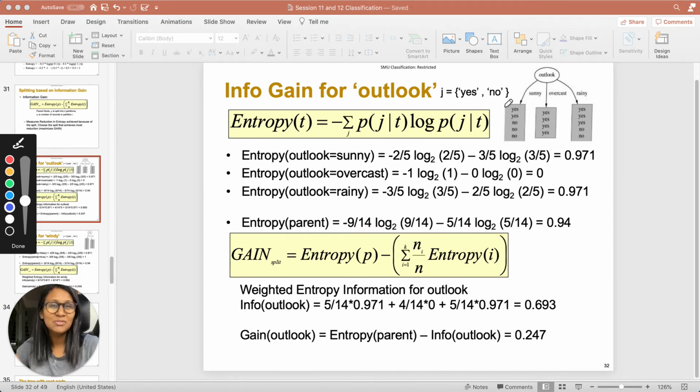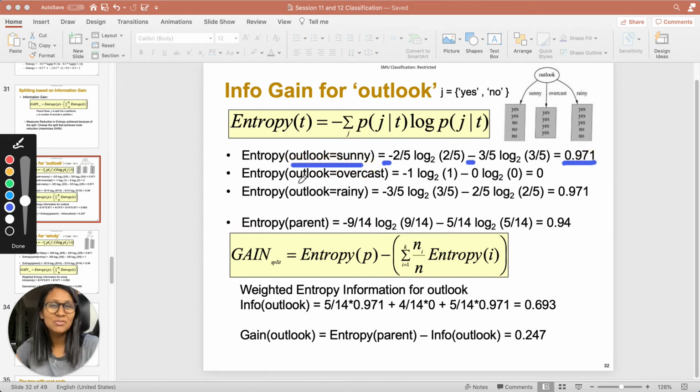Now you see that yes is basically 2 observations out of 5 and no is equal to 3 observations out of 5. So p_j(t) for yes is 2 upon 5 and p_j(t) for no is 3 upon 5. Once you have identified that, then you are simply saying p_j(t) into log of p_j(t). Same for 3 upon 5 into log of 3 upon 5. You have a minus sign in the front and then you combine it, you get a value of the entropy of outlook equal to sunny.